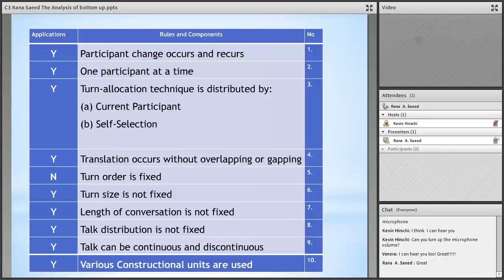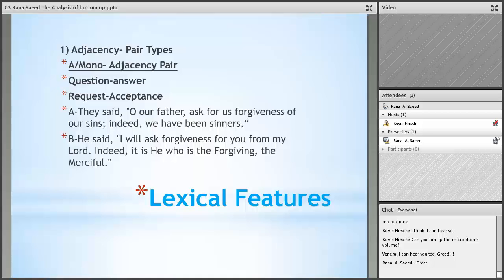In 1979, he set a group of rules that are usually followed in the conversation. Now, all these rules are available except with the one, which is turn order is fixed. This is not always the case here. Sometimes we can have fixed turns, and sometimes we can have randomly arranged turns based on the explanation, based on the choice of the speakers, based on many factors.